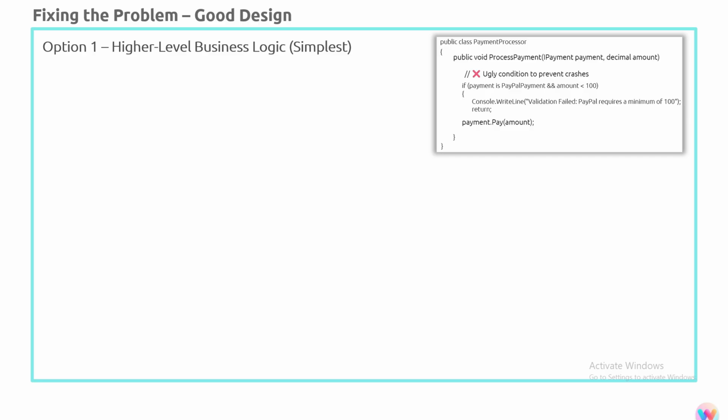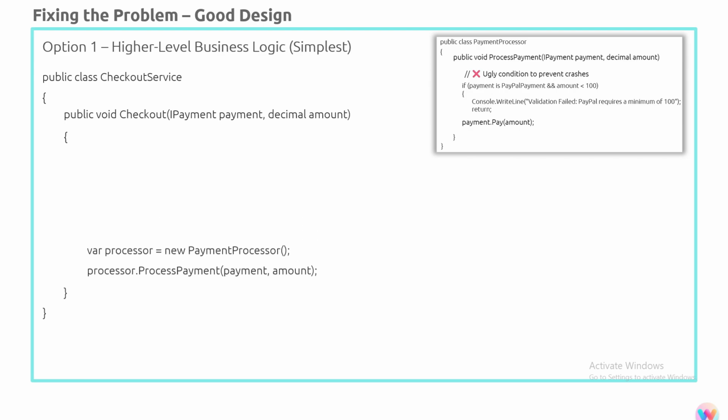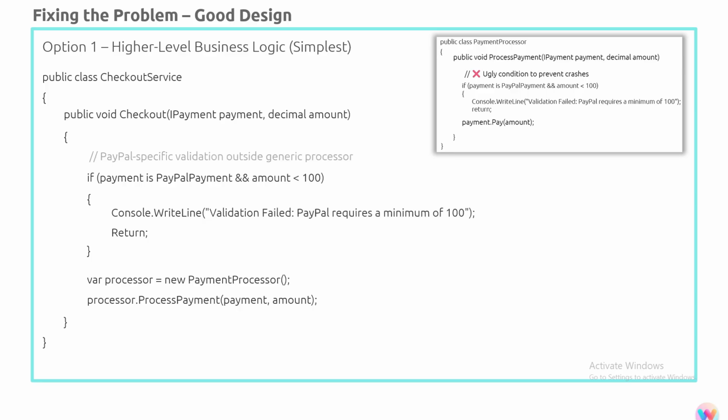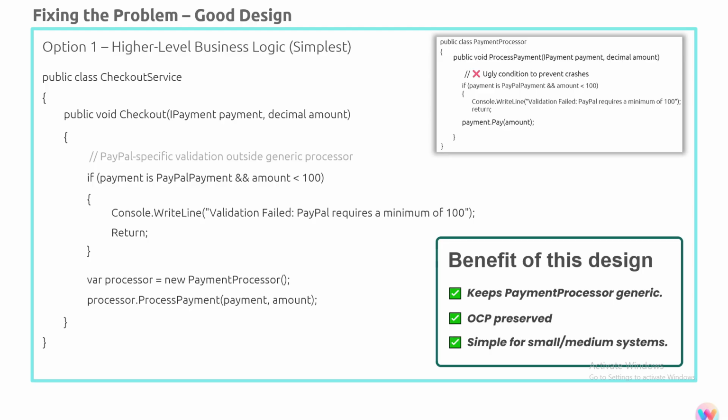First option, you can move the PayPal specific validation before calling the generic processor. Let's create a service class called checkout service. From this service, let's call process payment. Now, in this higher level business logic class, we can add the conditions safely. So, what's the benefit of this design? This design still keeps the payment processor generic. OCP is preserved. No modification needed when adding new types, right? This is simple for small and medium systems.